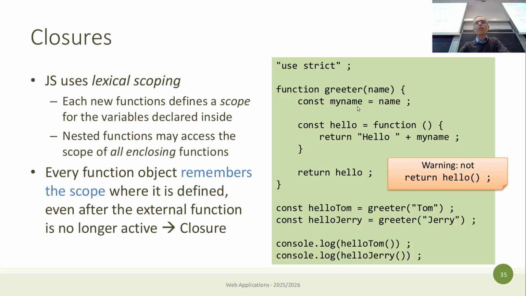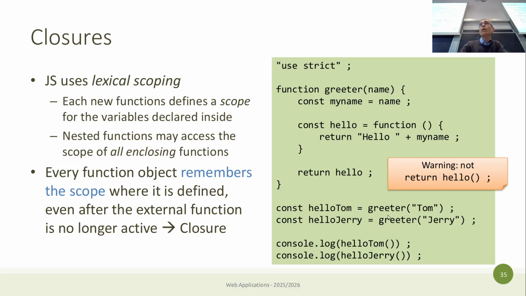My name cannot be directly accessed by the rest of the code. You cannot write my name here because it's not available. It's a syntax error. But the function that was defined when my name was available in the scope still has access to that content. And so if you call hello Tom, it will return hello plus my name, which has the value that was available when the function was created. In this first case, it will print, of course, hello Tom, and in the second case, hello Jerry.